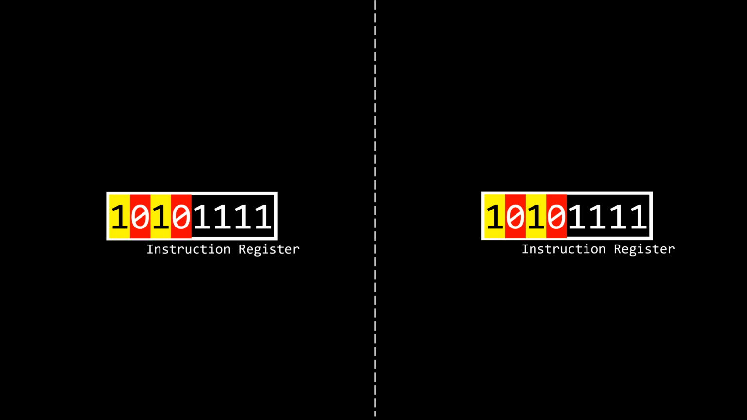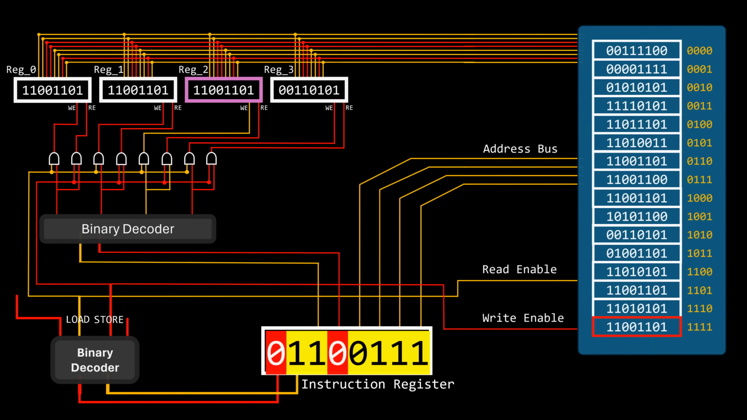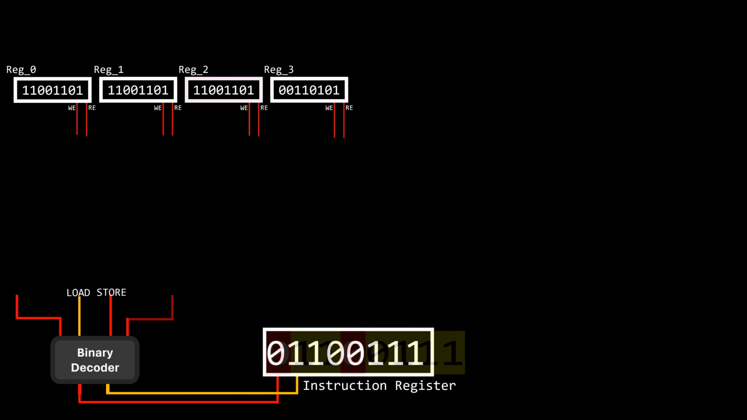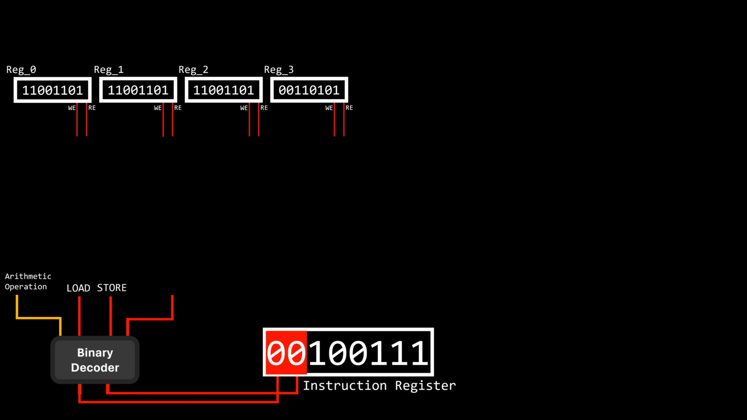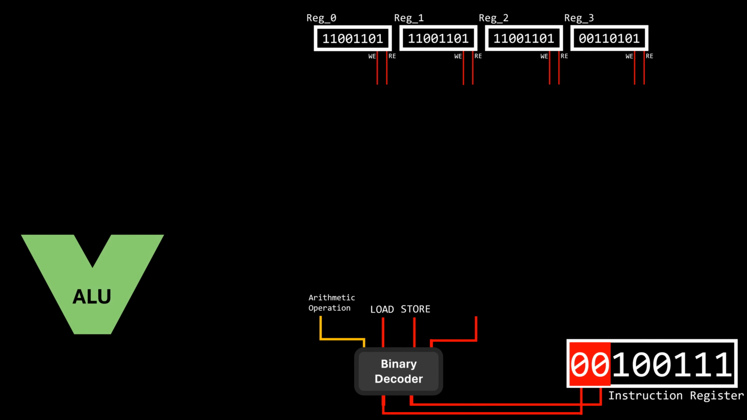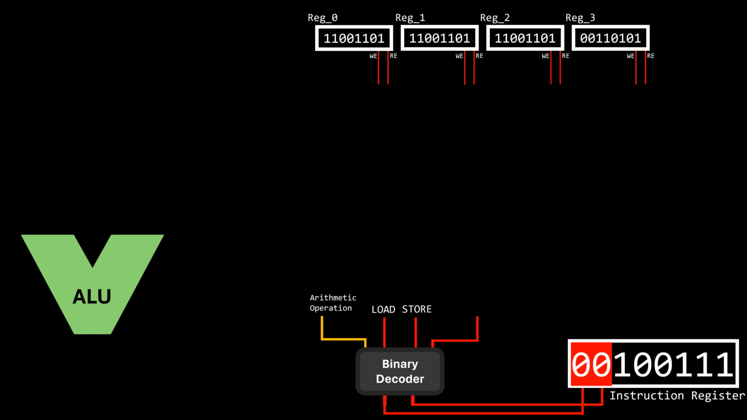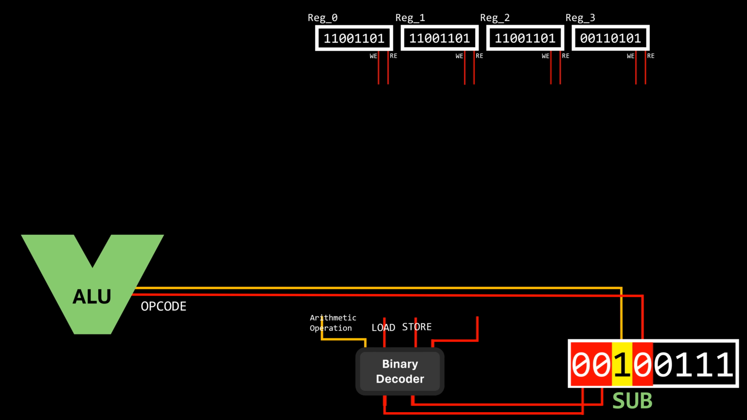We were talking about the instruction register, but before understanding how it works, let's see how our architecture executes arithmetic operations. We'll omit unnecessary components for simplicity. As described earlier, the first two bits being 00 indicate an arithmetic operation. To perform this, we'll use the arithmetic logic unit we developed in the first episode of this series. If the instruction is an arithmetic operation, the third and fourth bits specify the type of operation, in this case, subtraction. These two bits will serve as the opcode input for the ALU.